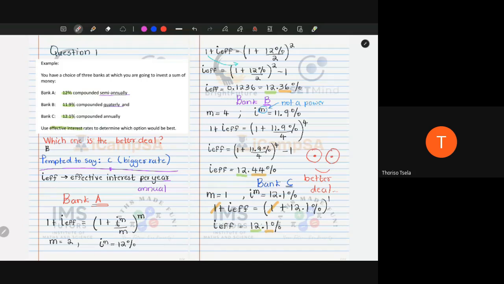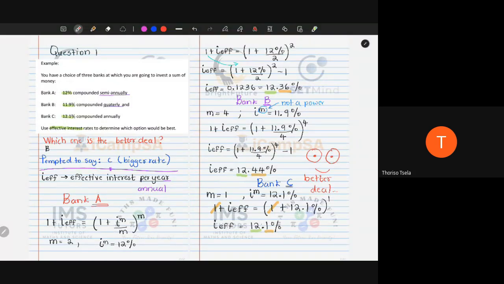Do you understand? Yes, I do. Thank you. So if I may add on that, you guys must go to your friends and be able to explain. So the reason why we couldn't make a comparison by just looking here was because the compounding periods are different. So Bank A says 12% compounded semi-annually.